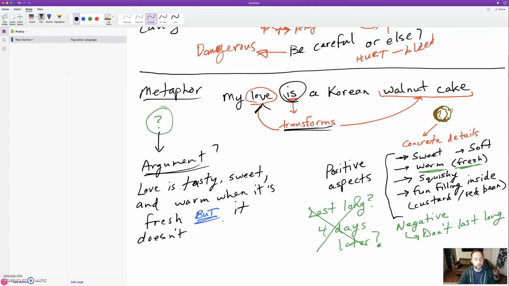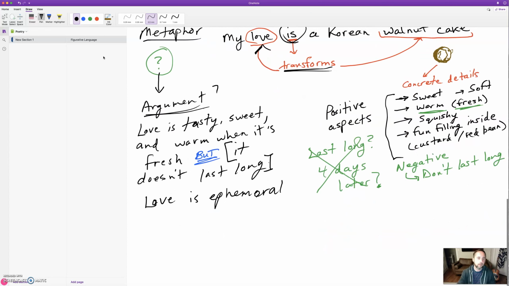Okay, it's kind of a downer, this particular metaphor. If we wanted to just focus on the part that it doesn't last long, we could say love is ephemeral. Ephemeral means it vanishes away quickly. It's like a mist. It's here and then it's gone. Just like that. Okay, so two metaphors there that we got.